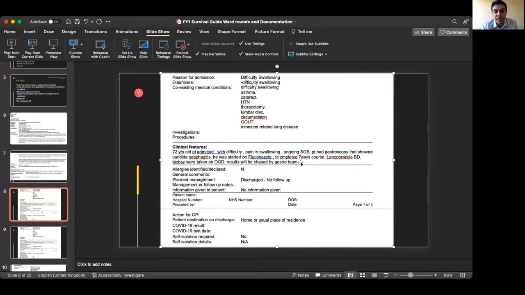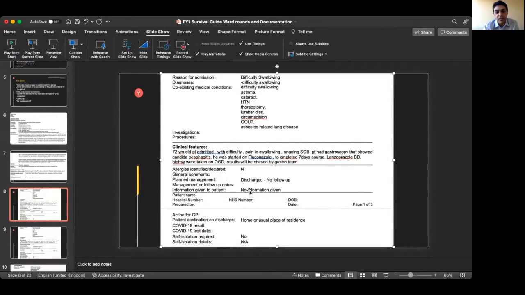Results will be chased by the gastro team. It doesn't say when the gastro team will see this patient. What's the time frame in which they'll see this patient? Any allergies identified, no. So this patient's not allergic to any medications. Okay, fair enough. And any plan management notes. On top they say the gastro team will review the results of the OGD, but here they say there's no follow-up plan at the end. So it's quite conflicting in terms of the information.